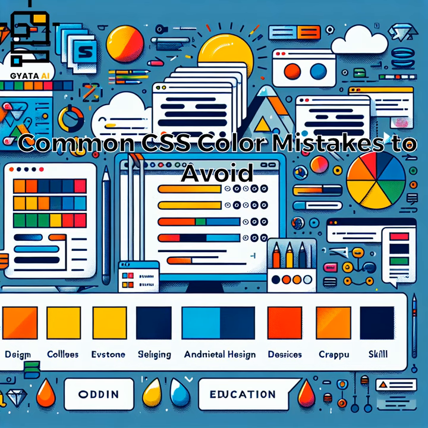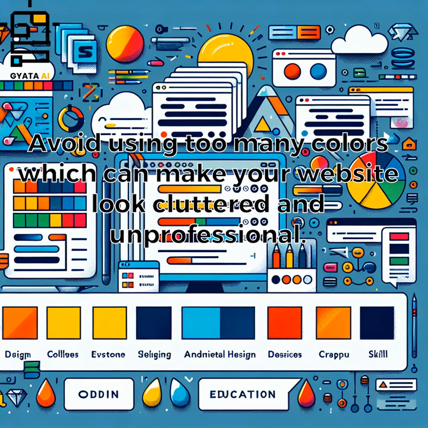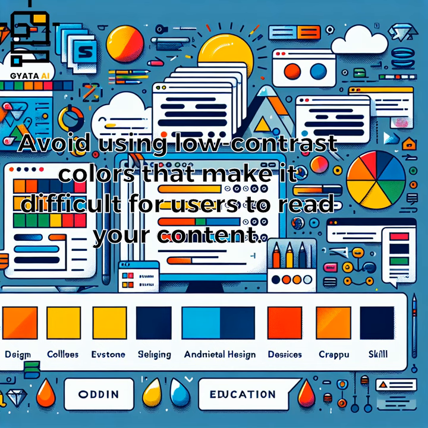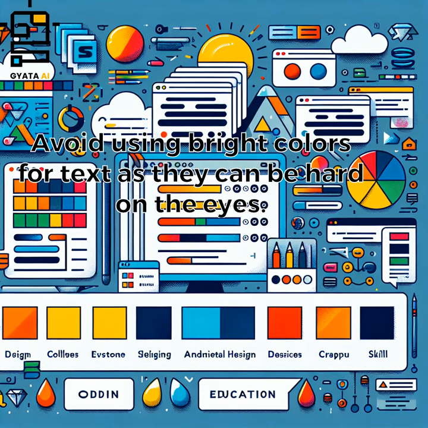Common CSS color mistakes to avoid. Avoid using too many colors, which can make your website look cluttered and unprofessional. Avoid using low contrast colors that make it difficult for users to read your content. Avoid using bright colors for text as they can be hard on the eyes.